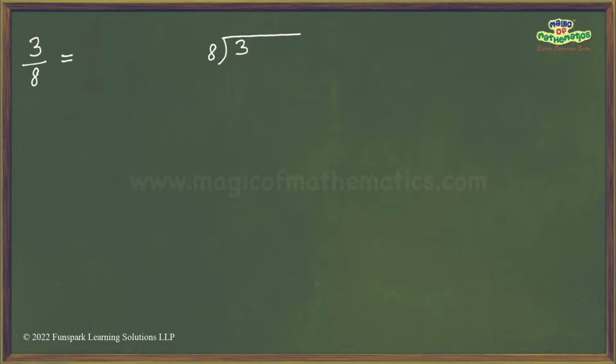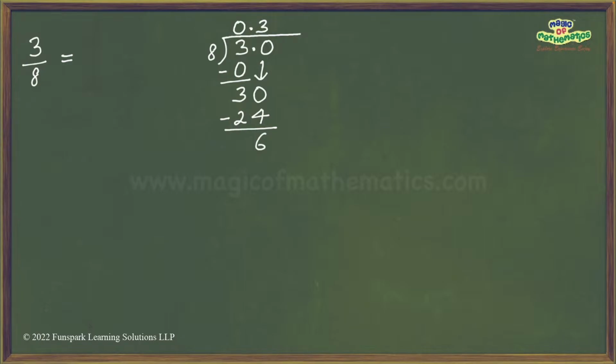8 is greater than 3, so I put a 0 here. 8 times 0 is 0. 3 minus 0 equals 3. To proceed further, I'll put a decimal point here and a 0 after the decimal point. I'll put a decimal point in the quotient too. I'll bring down the 0 to get 30. 8 times 3 equals 24. 30 minus 24 equals 6.